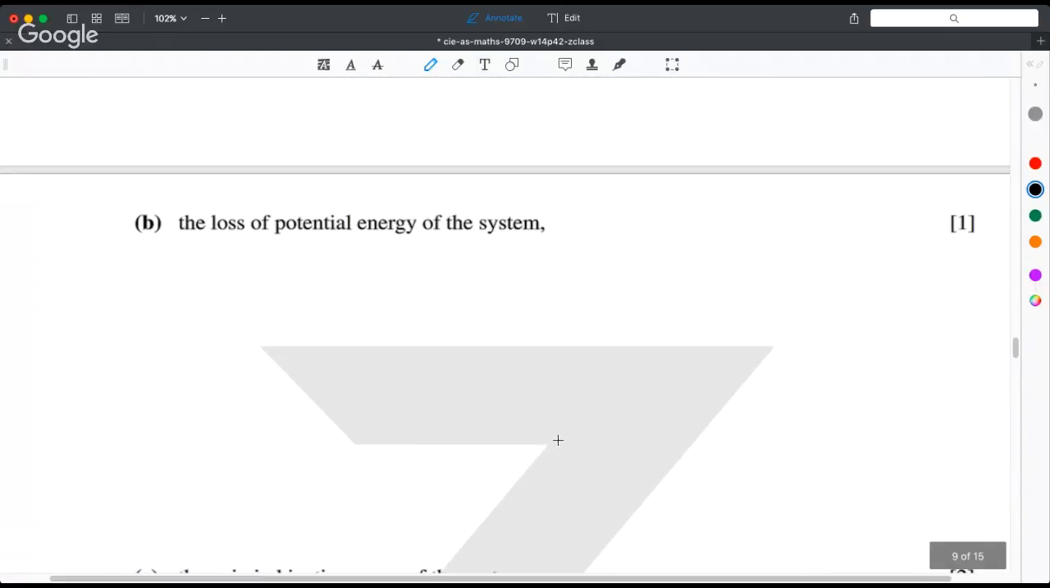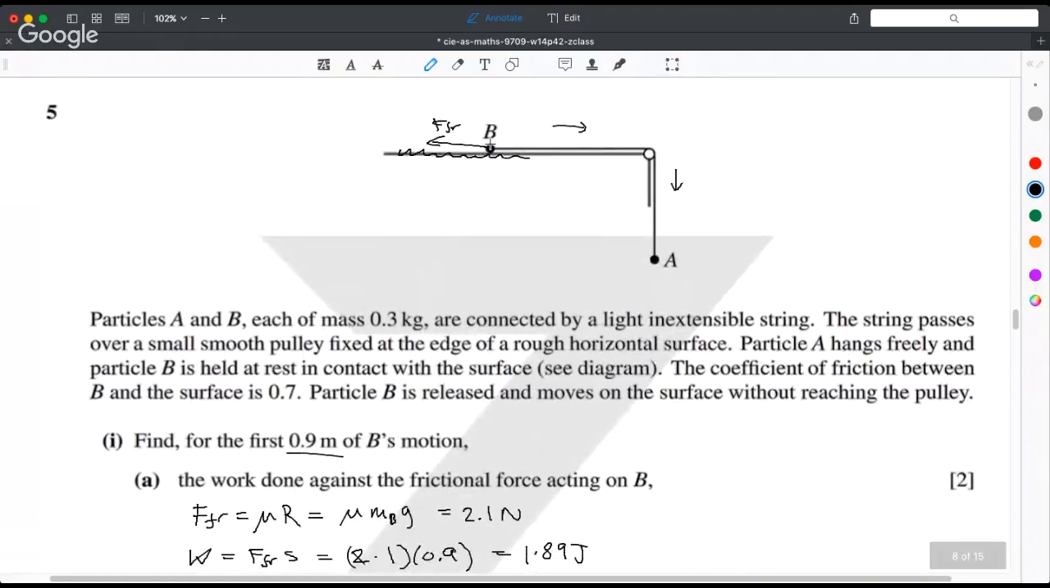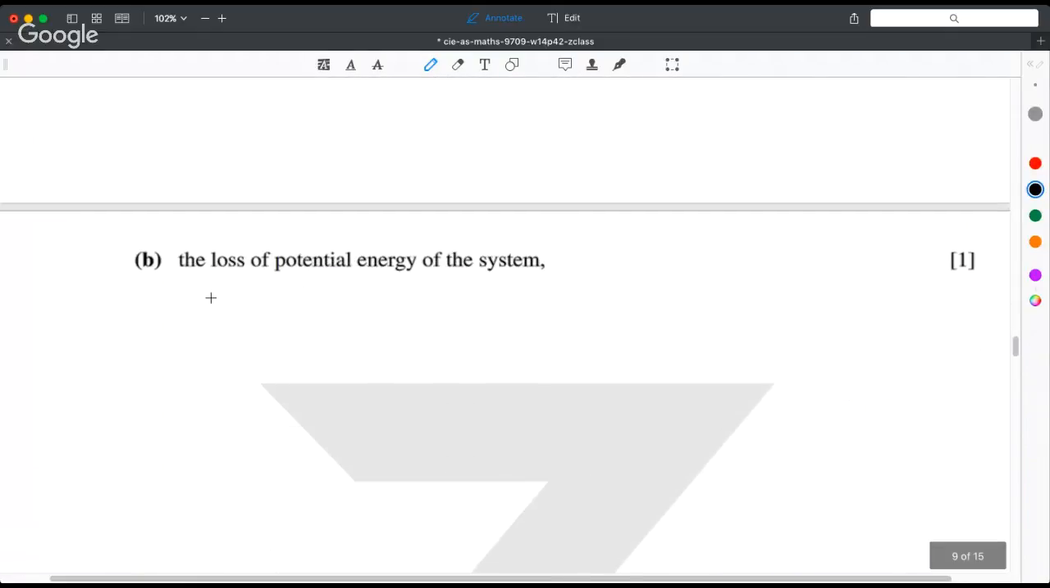Now they want the loss of potential energy of the system. Well, during this first 0.9 meters, because the string is light and inextensible, it's always the same length during the motion, which means that if B has moved 0.9 meters, then A has moved 0.9 meters down. Now B hasn't moved up or down, it's just moved along, so it hasn't lost any potential energy. But A has lost some potential energy because it's gone down. So delta potential energy of the whole system is just m g delta h, and delta h is 0.9 meters, so this is m_A times g times 0.9, which is 2.7 joules.